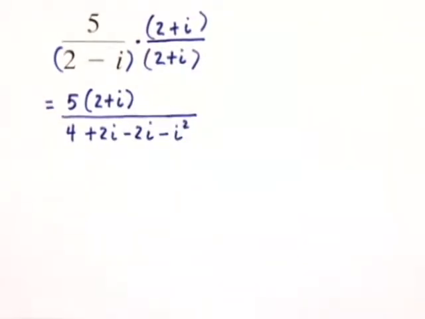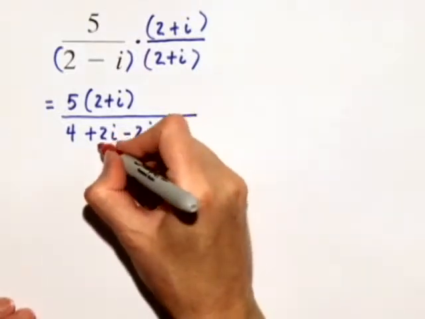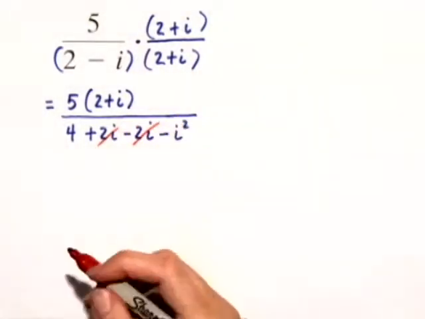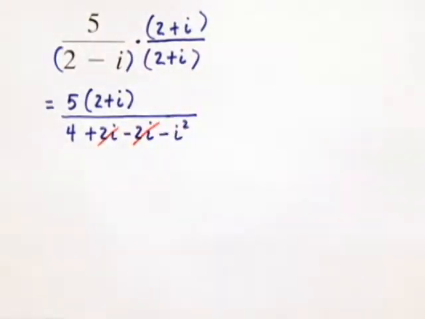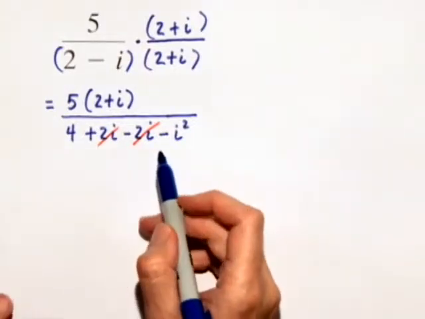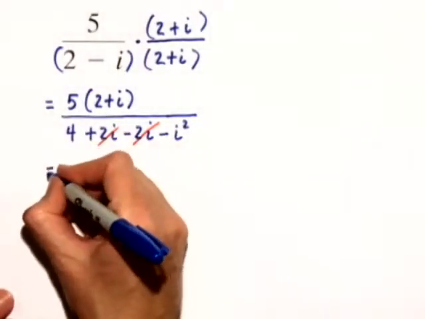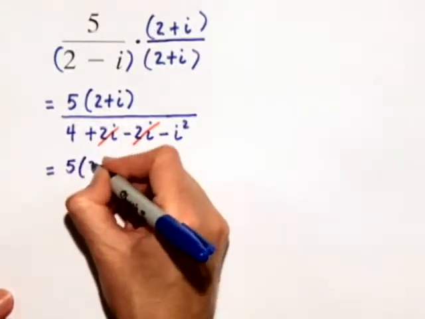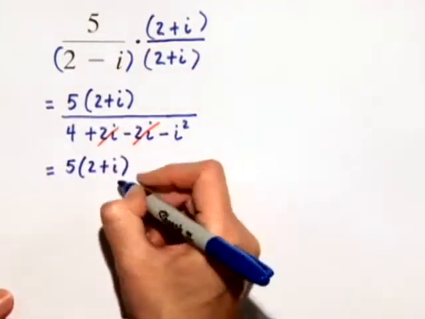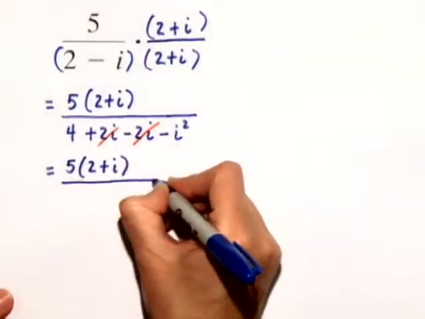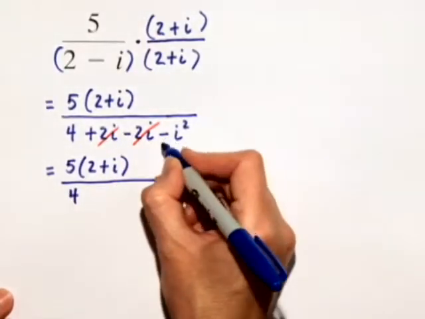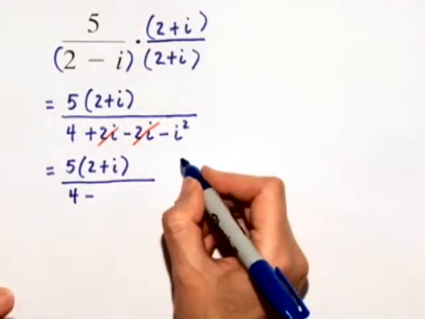Now, when we multiply a complex number by its conjugate, it will always happen that the outside and the inside terms will add to 0. The plus 2i and minus 2i will cancel. So what we really have is the numerator stays the same, 5 times the quantity 2 plus i, divided by 4, we have minus i squared.